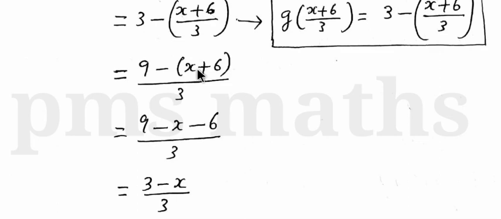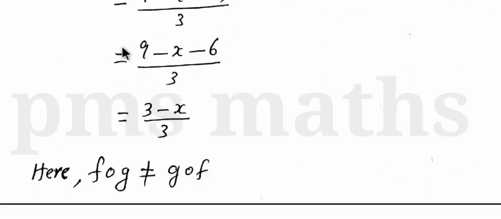Here minus is common for these two terms, so we multiply by the minus: minus into x is minus x, minus into plus 6 is minus 6, whole divided by 3. Then simplify: 9 minus 6 is nothing but 3. Then we put minus x, whole divided by 3. This is the value of g of f.